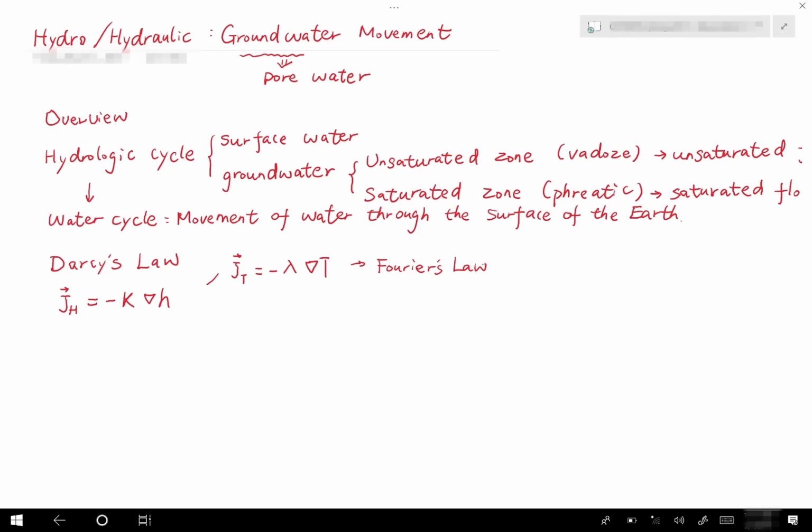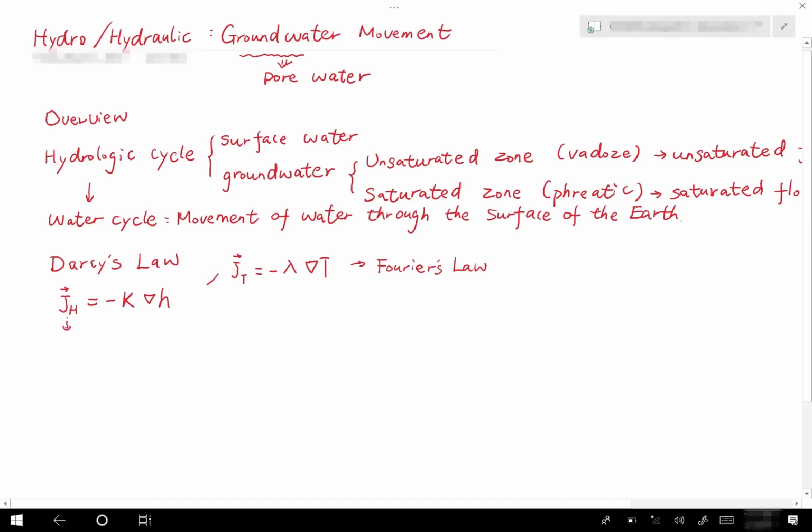And in heat transfer it is thermal conductivity. So the higher the thermal conductivity, the faster that material can conduct heat. Here is the same thing. This is called hydraulic conductivity. So the higher the hydraulic conductivity, the faster this porous material can transfer water.